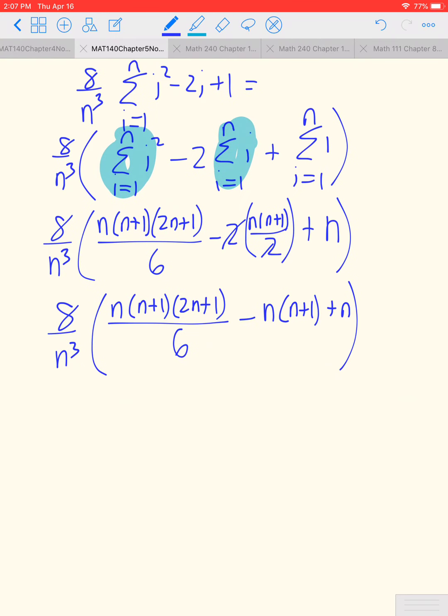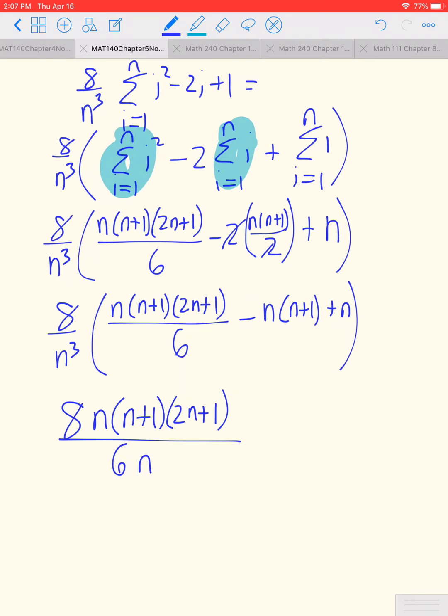Let's distribute the 8 over n cubed term in. That'll give us an 8n times n plus 1 times 2n plus 1 all over 6n cubed, minus 8n times n plus 1 over n cubed, plus 8n over n cubed.